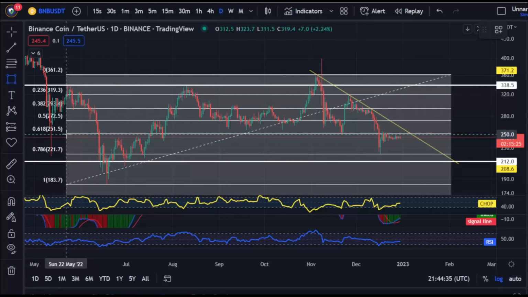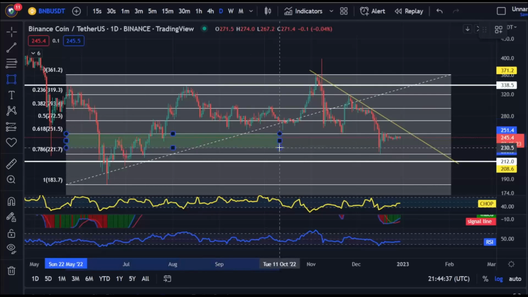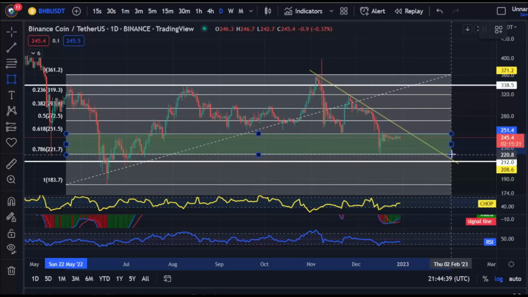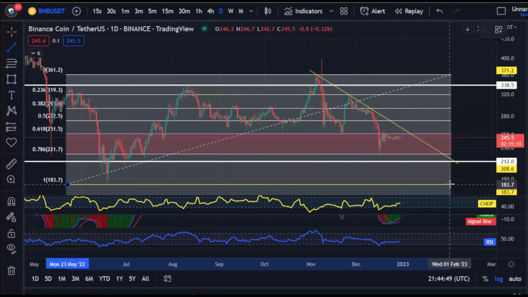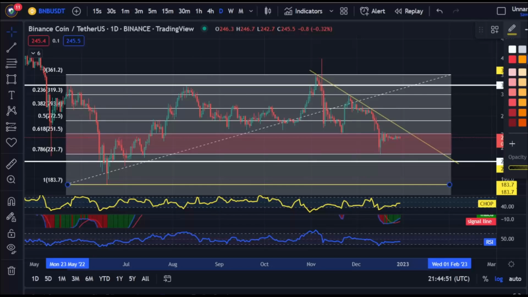Importantly, when we develop the fib retracement tool, we can immediately see that the price is in a strong support zone from $251 to $222. However, if the support is broken and the price drops lower, we can see a drop to near the previous low at $184.